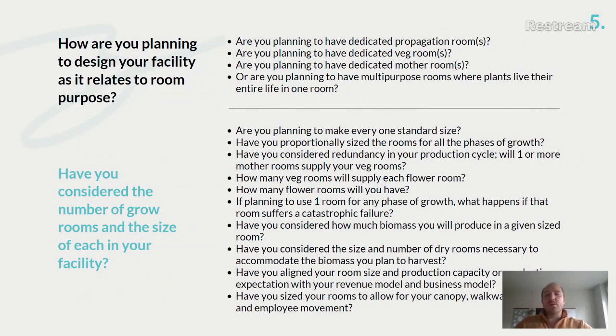As it relates to the number of grow rooms and the size of each one, ideally each step in the process is proportional to the next one, so that we can understand if we're going to have one veg room supply 4 flower rooms, we can make sure that we have the right plant density and the right length of veg time to make sure that that one veg room can supply all of those flower rooms.